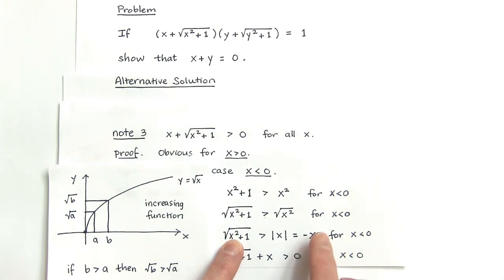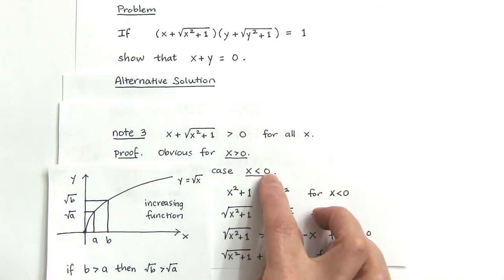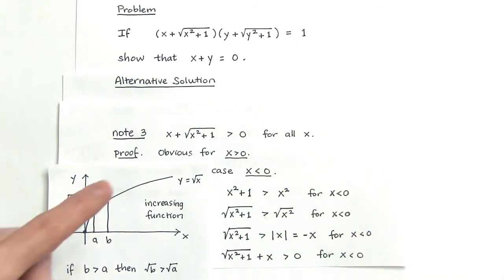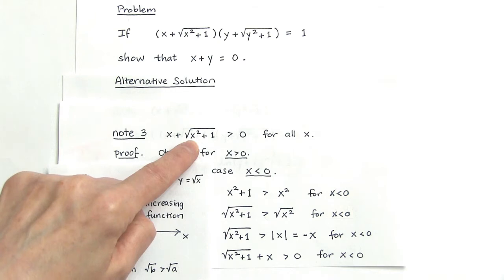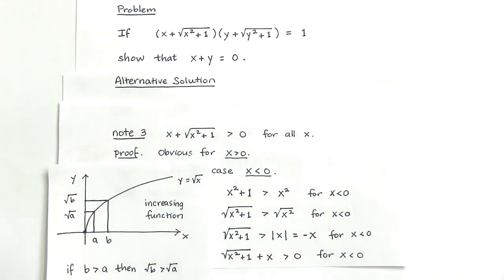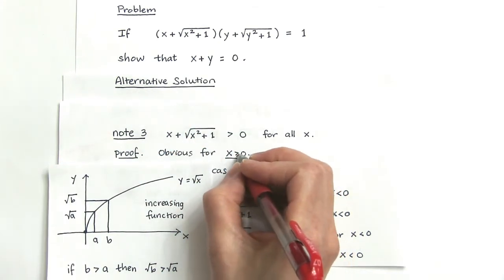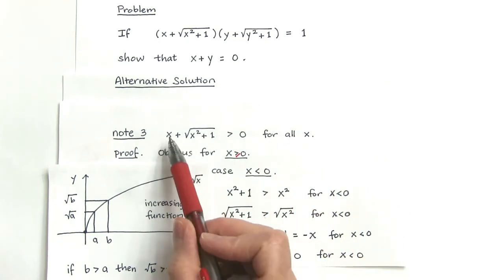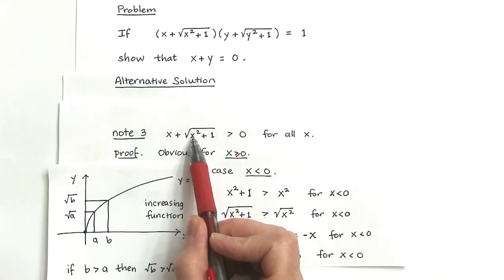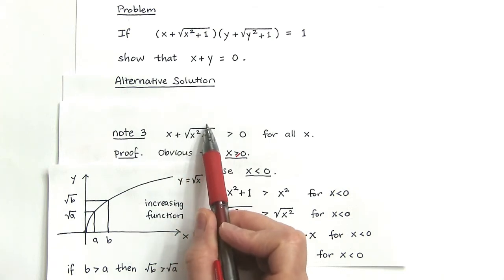And this strict inequality is true for all negative x values. So when I add x to both sides of this inequality, we have the square root of x squared plus 1 plus x is strictly greater than 0 for all x less than 0. So in either case, whether x is positive or negative, the quantity x plus the square root of x squared plus 1 is positive. Oh, and certainly if x is 0, this is obvious. If I put in x is 0, I have 0 plus 1, which is certainly greater than 0.